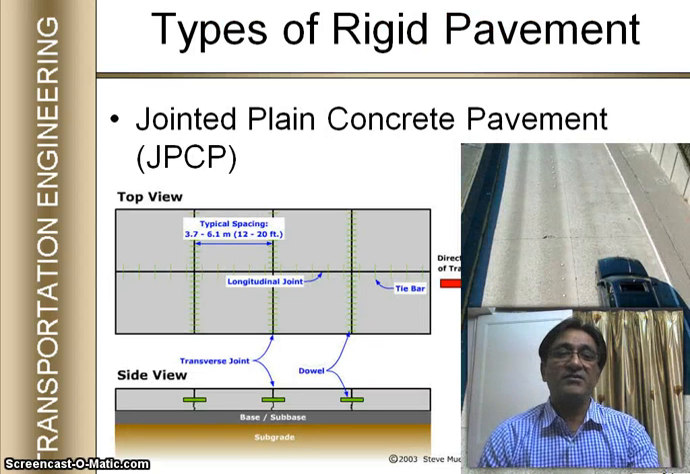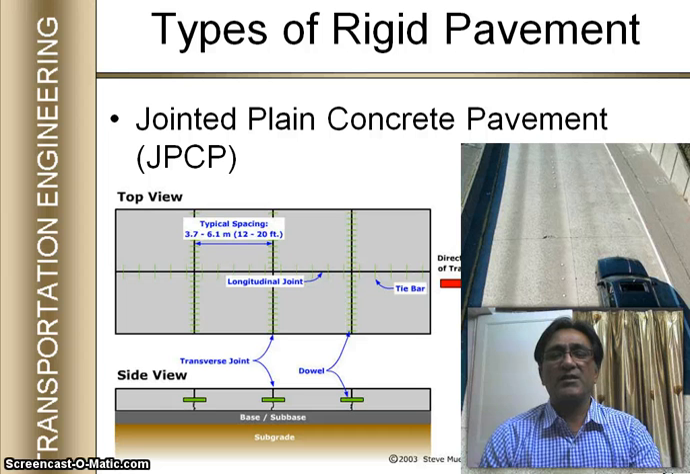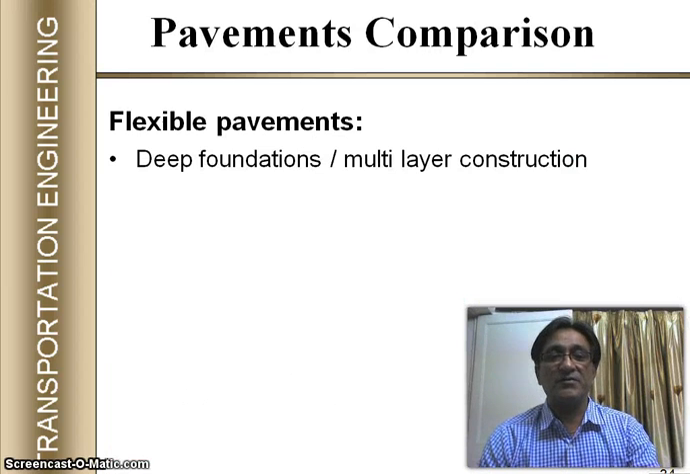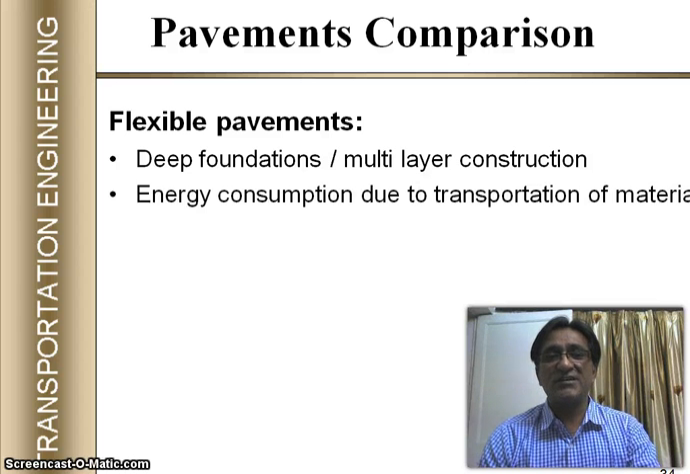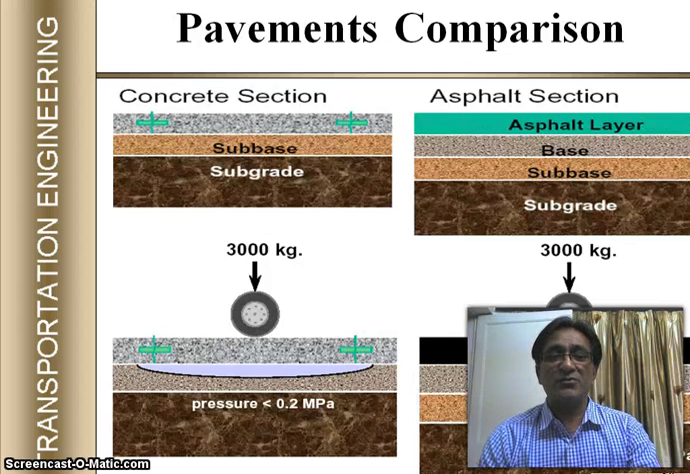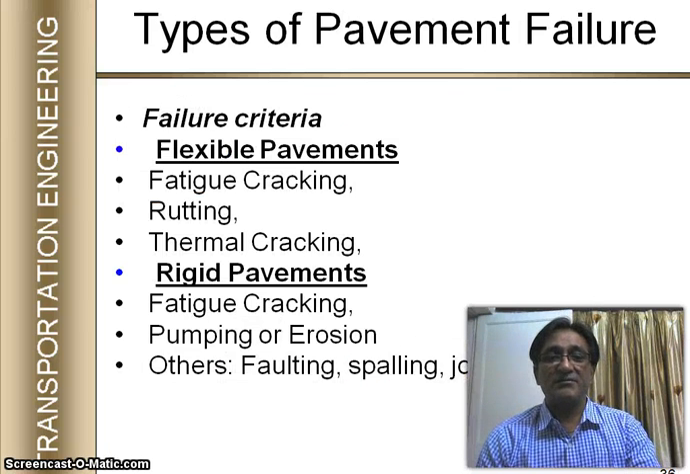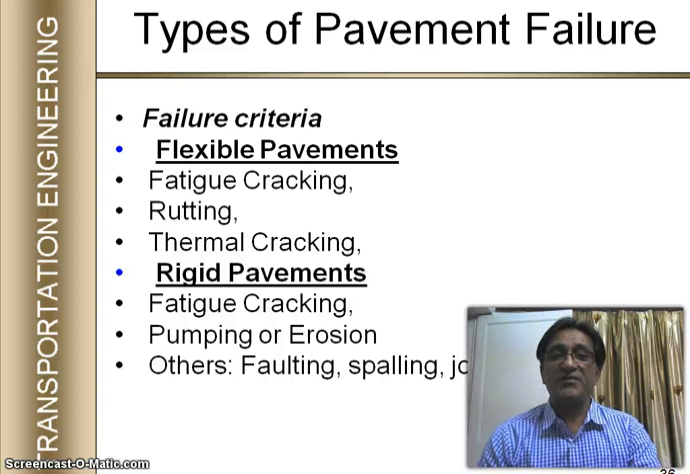Types of rigid pavement are jointed plain concrete pavement and the continuous reinforced concrete pavement. Now, the pavement comparison we have seen earlier, so there is no need to repeat it again.